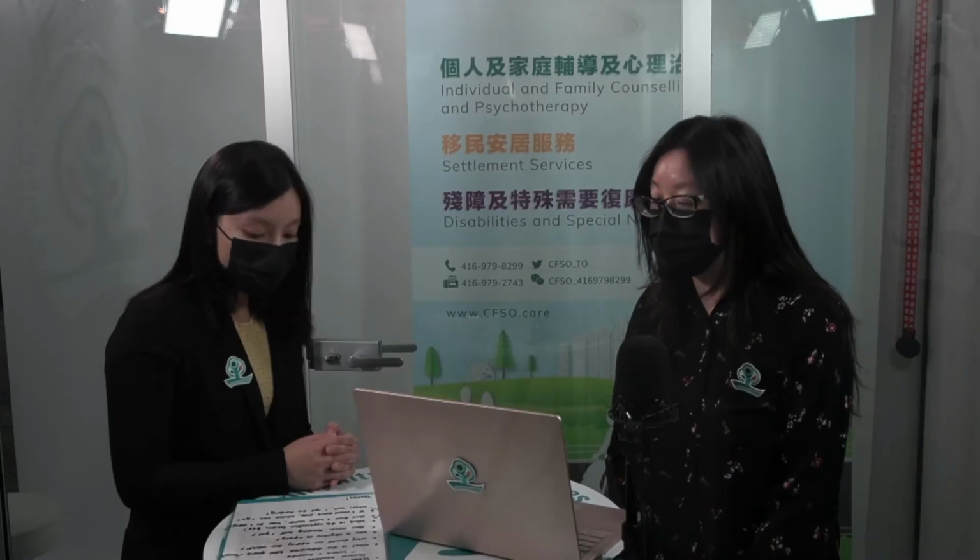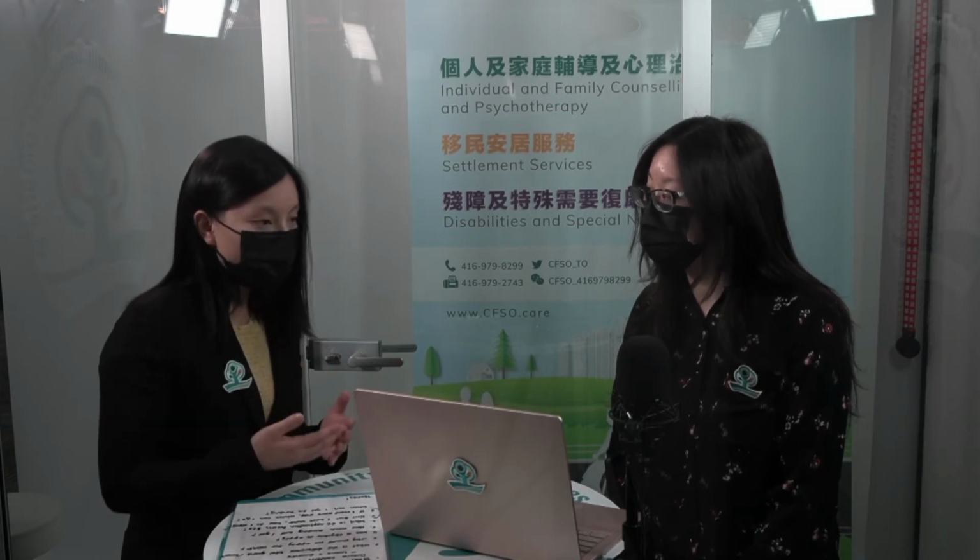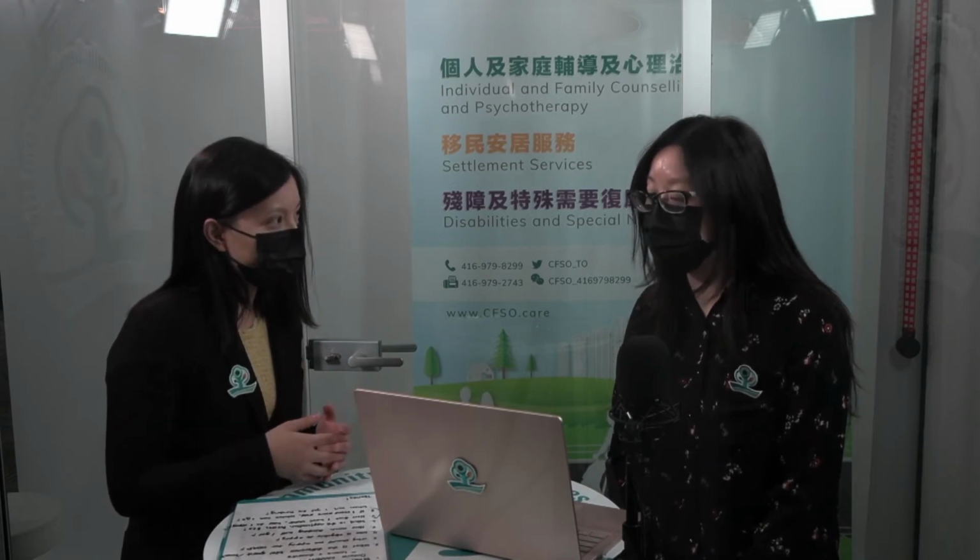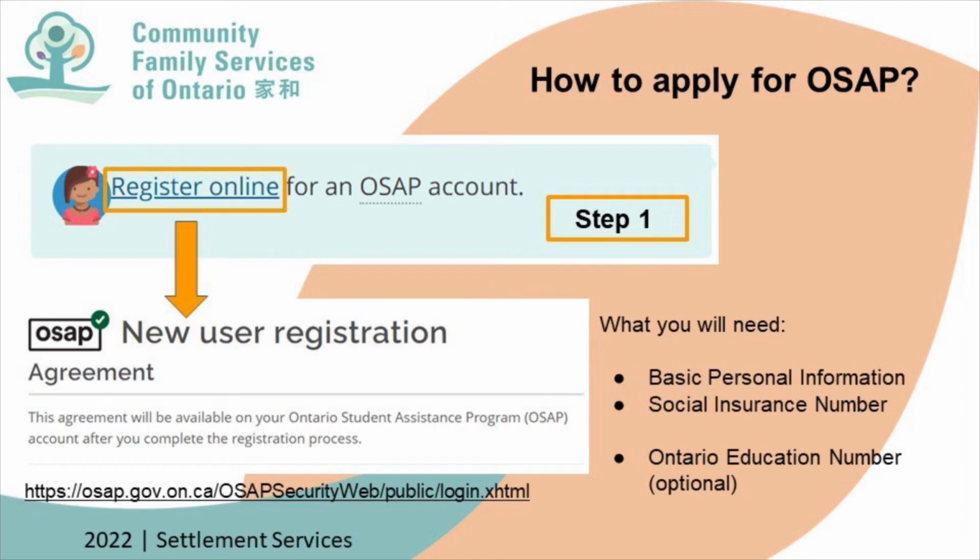Okay. And what is the application process like? How do I apply? Okay, so what we can do is go on the Ontario Student Assistance Program website. Say it's the first time I've ever applied, then I can register as a new user. Before I register, I should prepare my social insurance number, some personal information, and if I want, I can also include my Ontario education number.